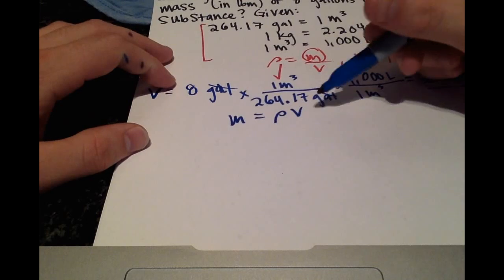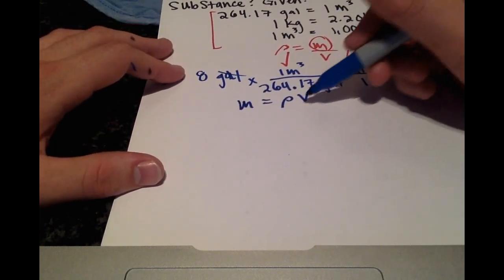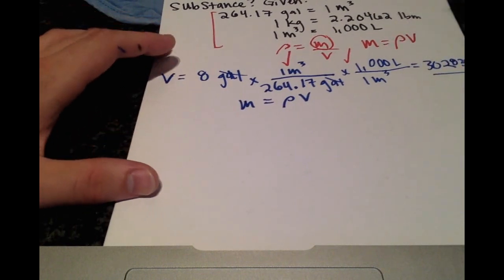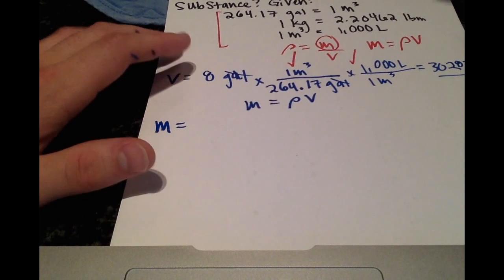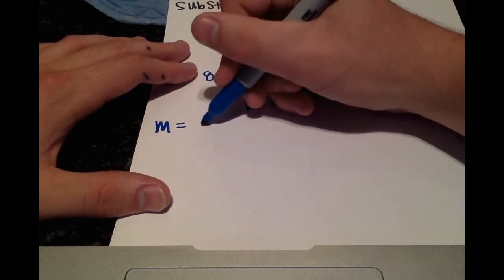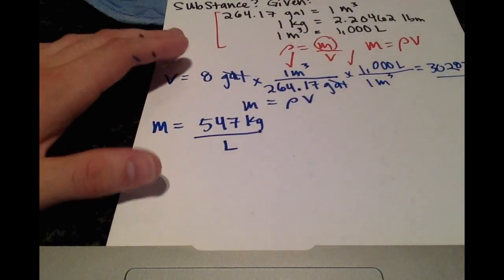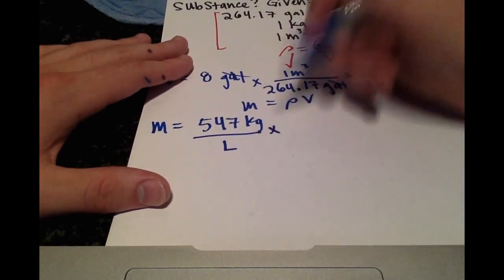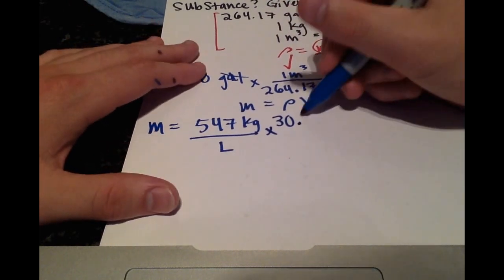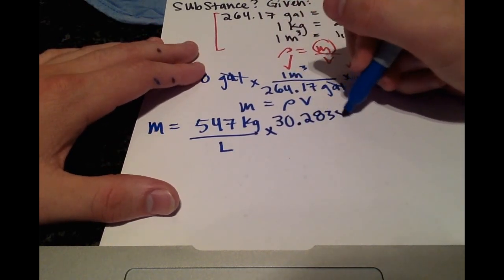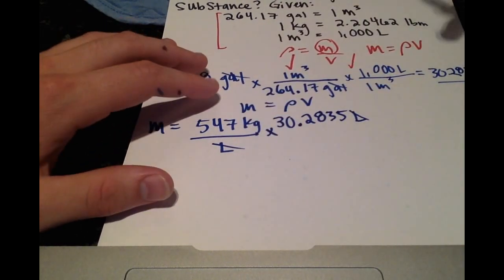Now that we have our volume in the correct units, now would be a good time to plug in the appropriate values. So our mass will equal the density given. The density they give us is 547 kilograms per liter. And we're going to multiply that by our volume, which is 30.2835 liters.